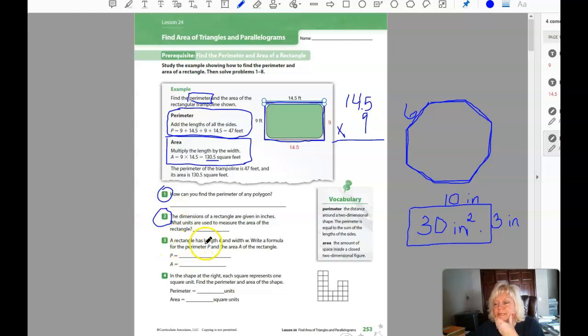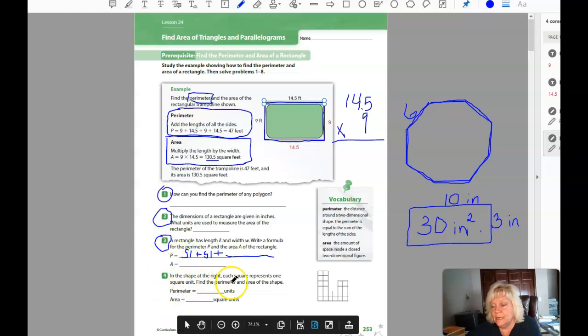Number 3, a rectangle has a length and a width. Write the formula. Write the formula. You don't have any numbers to solve, so we would put side 1 plus side 1 plus, and we have 2 more things that we would have to add, side 2 and side 2. How do we find the area? Base times height. You don't have to solve it. It just wants to know what's that formula. So you have to finish number 3.